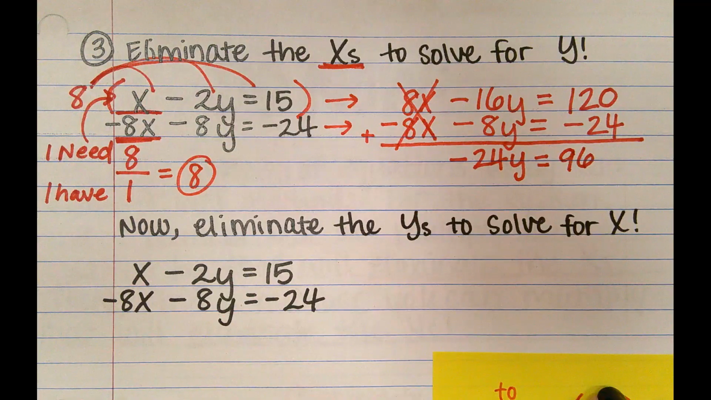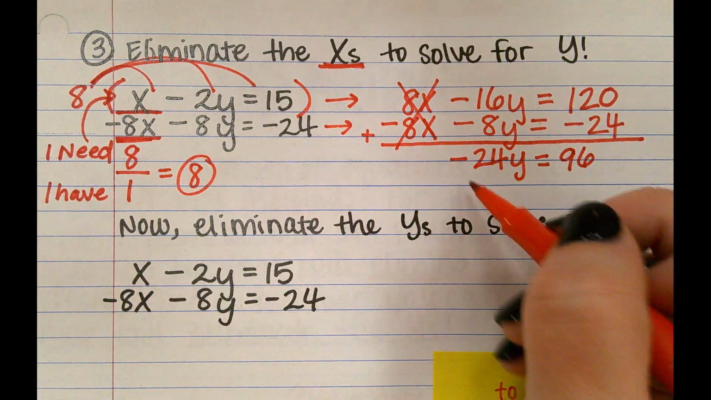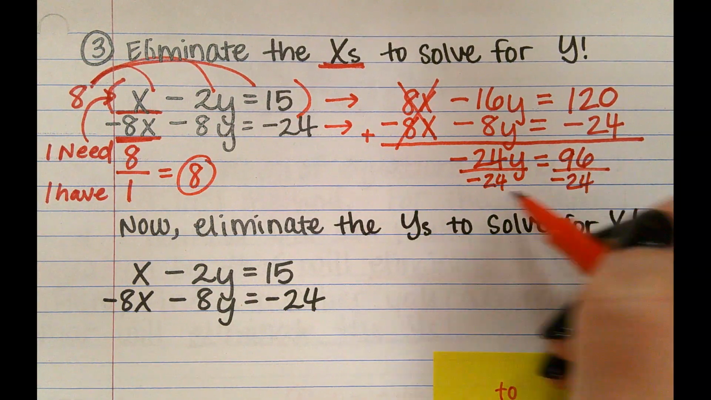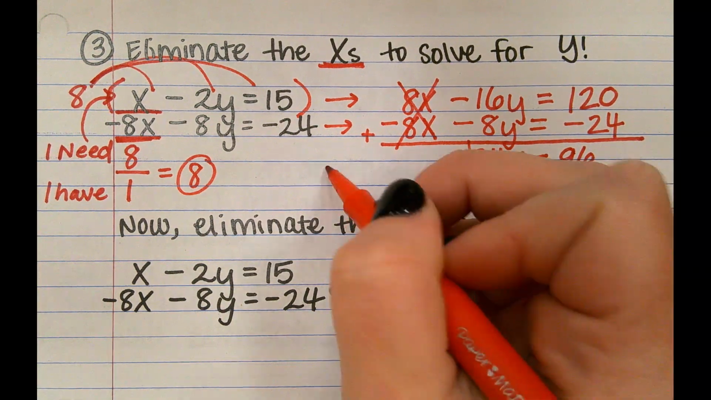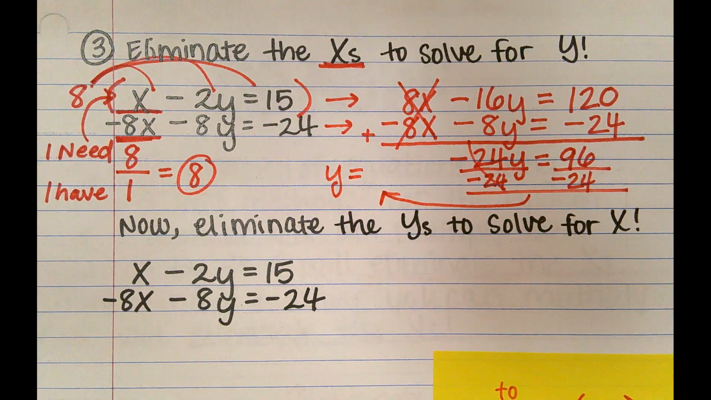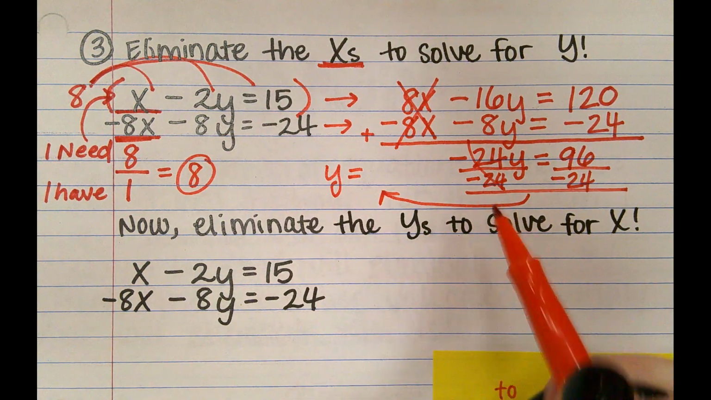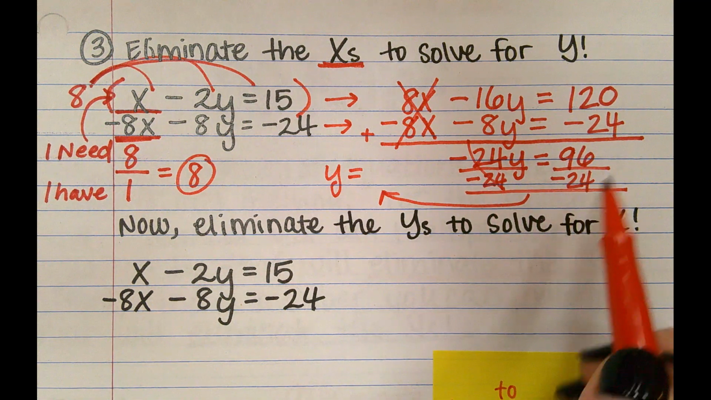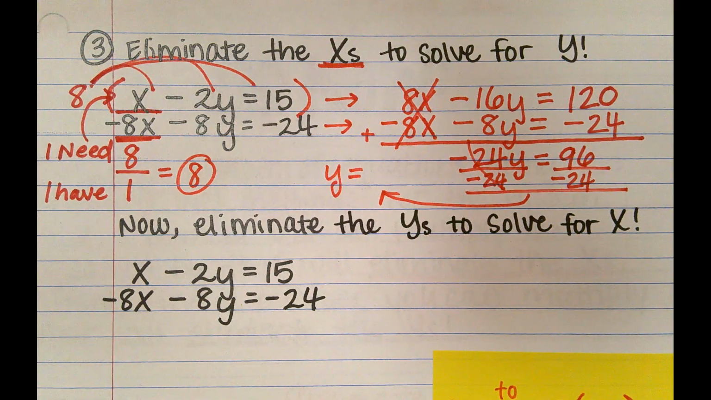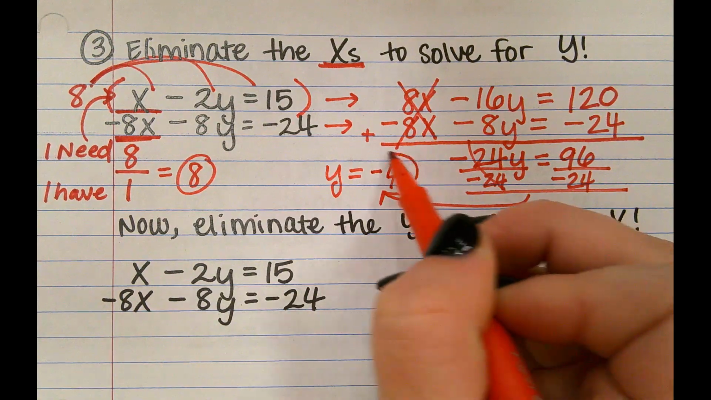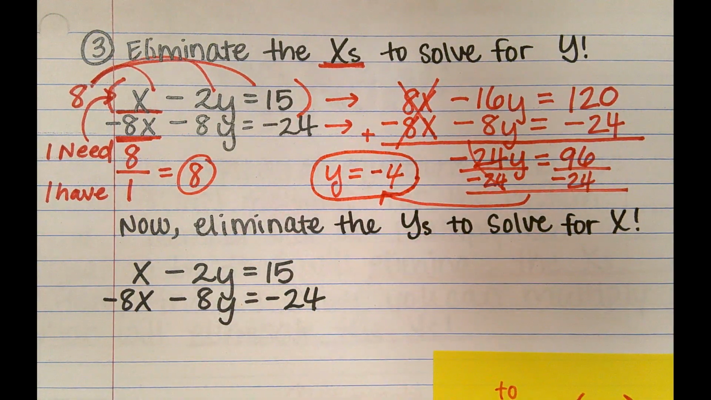Okay. Now what? Divide by negative 24. And we get y equals 96 divided by negative 24. So those x's cancel. And now we need to find 96 divided by negative 24. Negative 4. Very good.